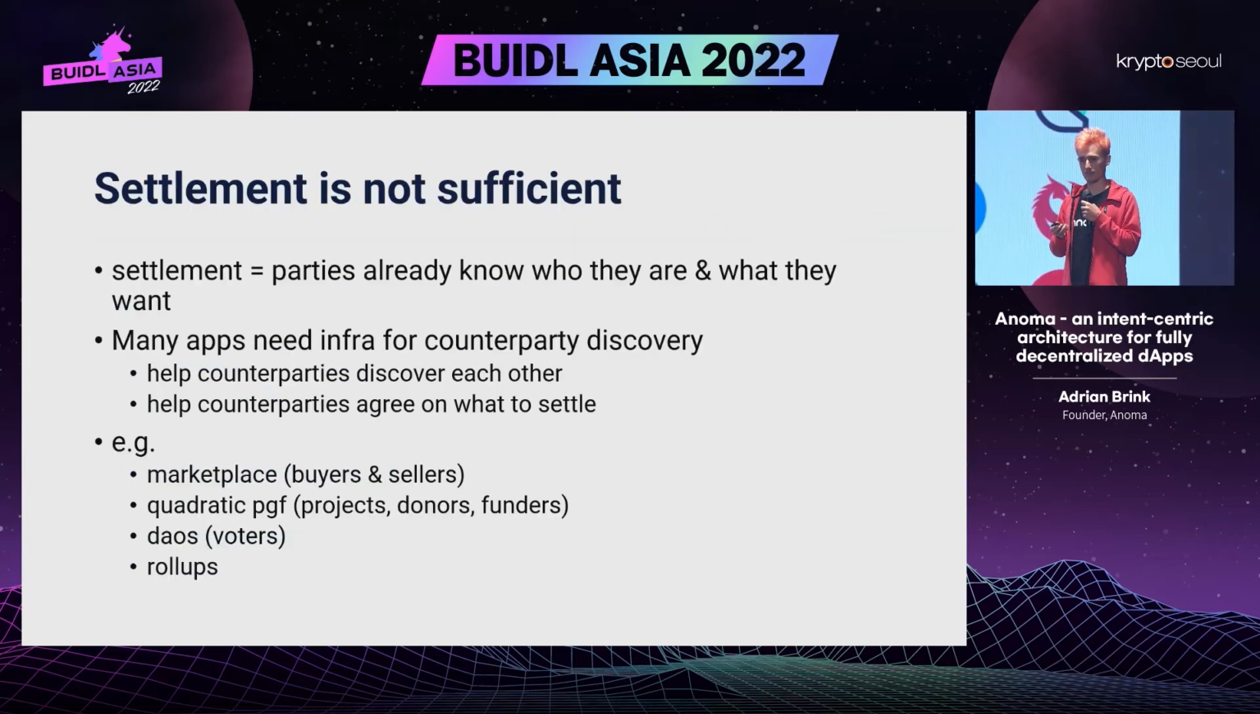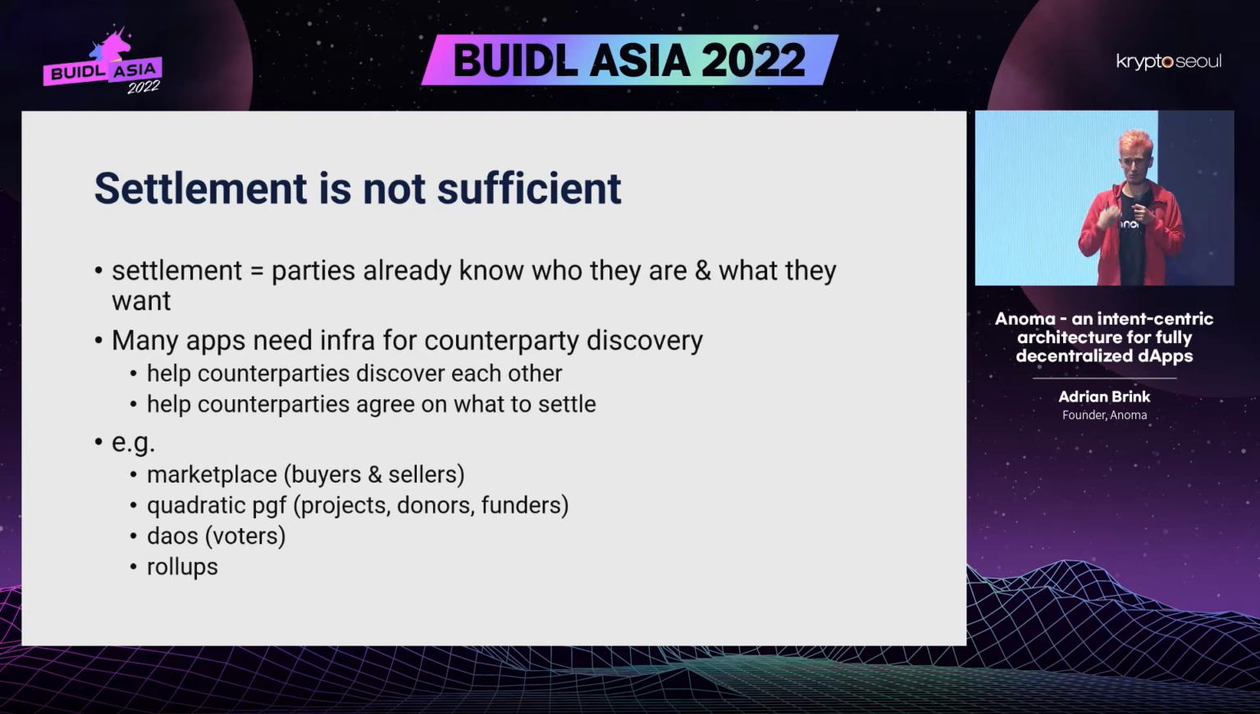Right. Yes. So, I want to start with that settlement is not sufficient. And this is what programmable settlement does very well. Programmable settlement does settlement, but just settlement. Settlement is only applicable once parties know who they are, with whom they want to coordinate, and exactly what they want to coordinate on. When you actually look at pretty much 99% of all interesting applications, they need counterparty discovery.